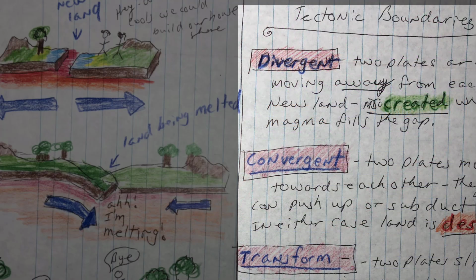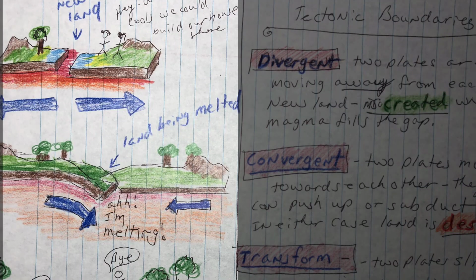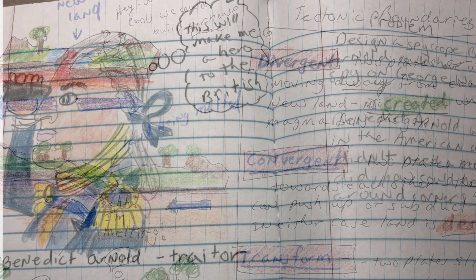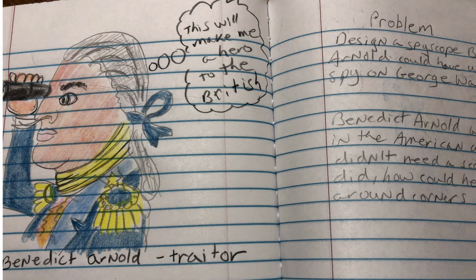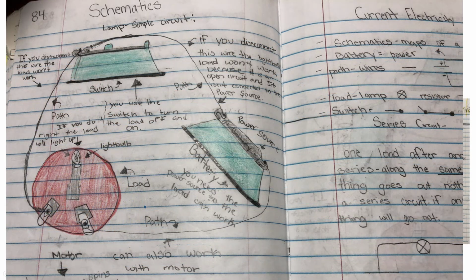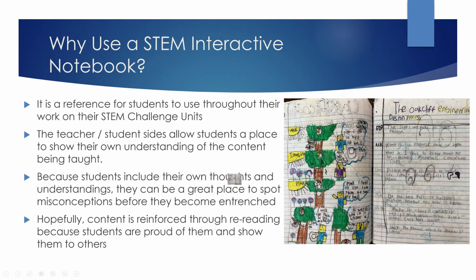STEM notebooks have a teacher side and a student side to allow students a place to keep the content delivered by the teacher, but also have a place to put things in their own words, to demonstrate their own understandings, and to create their own content and solutions to problems. STEM notebooks should be a source of pride for our students that they want to look back through and even show to others to see all that they have learned and accomplished.